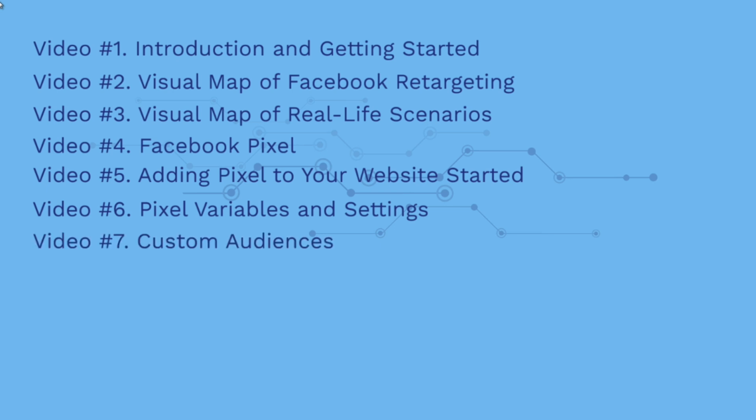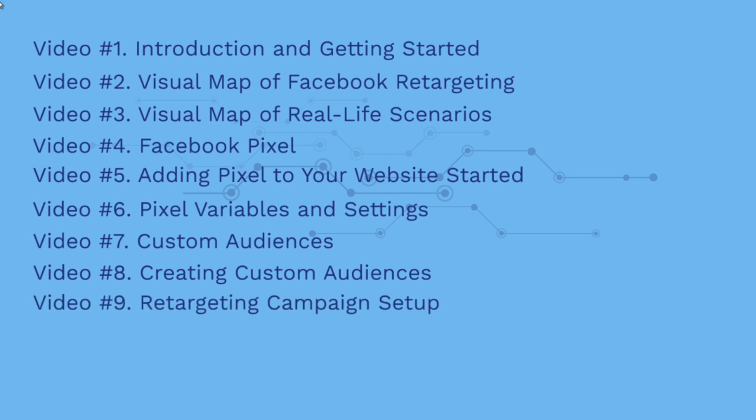Video number 7, we're going to talk about custom audiences, which are essentially lists or segments of people that you have targeted. And when you create your Facebook ad, you can then target that specific custom audience and show that specific ad to that audience. And then of course, in video number 8, we'll have some practical application and show you how to create these custom audiences. And of course, last but not least, video number 9, we'll talk about retargeting campaign setup.